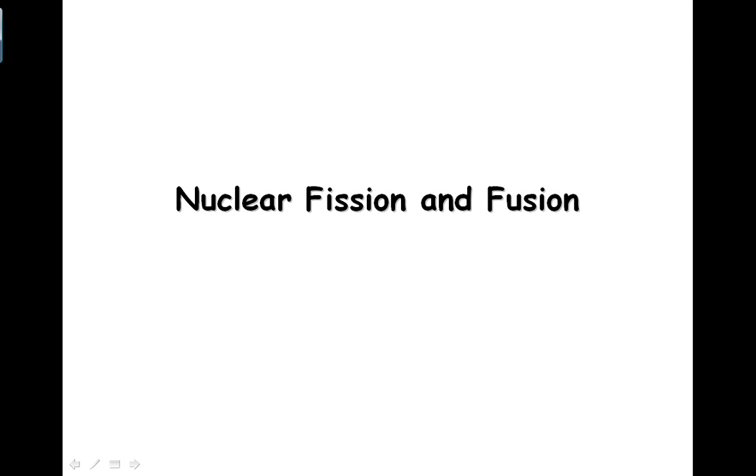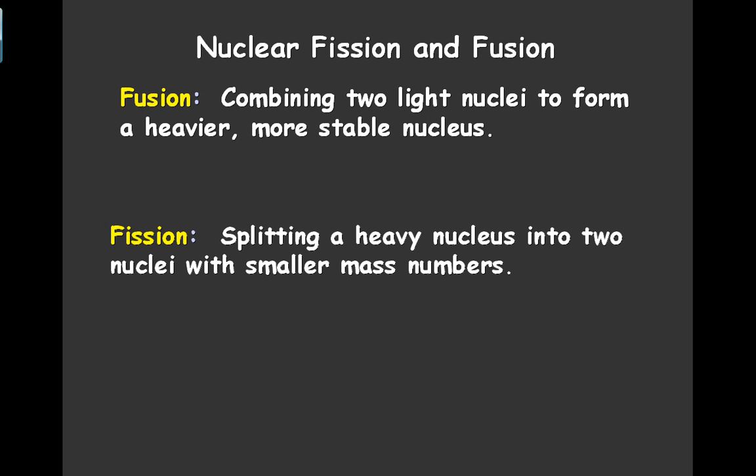So the last section on nuclear chemistry involves the process of fission and fusion, and they are the opposite of each other. Fusion is the combining of two smaller nuclei to form a heavier, more stable nucleus. And then fission is splitting a heavy nucleus into two nuclei with smaller mass numbers.